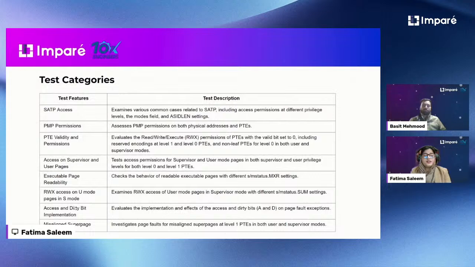There is also the access and dirty bit implementation, and how these are implemented, because these two bits are handled by the hardware itself. And there is also the misaligned super page. We already talked about how we create super pages, and if we have misaligned super pages, we get a trap. So we checked that as well.